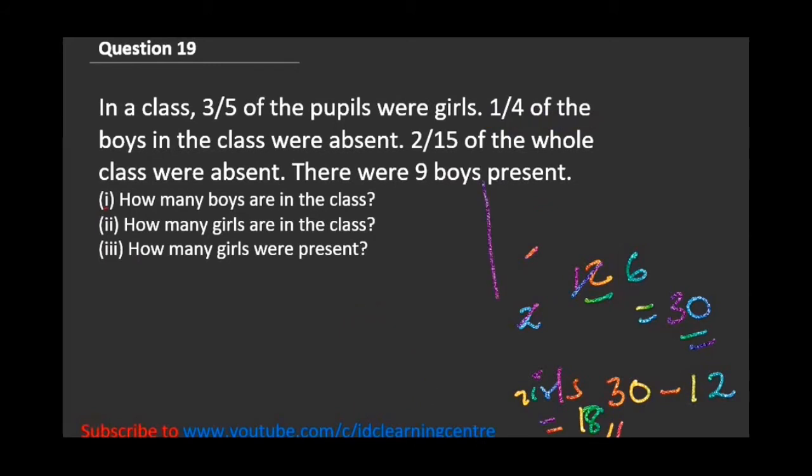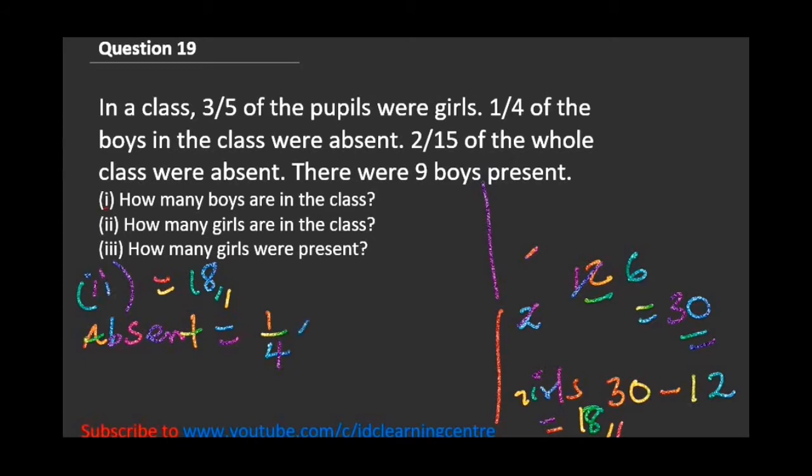Okay, now let's find the number of girls present. Remember, the number of girls in the class is equal to 18. Now, to get the number of girls present, let's find out the number of boys absent. If 1/4 of the boys in the class were absent, then the number absent for the boys is equal to 1/4 of the boys, and the boys are 12.